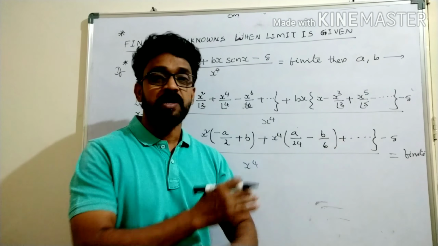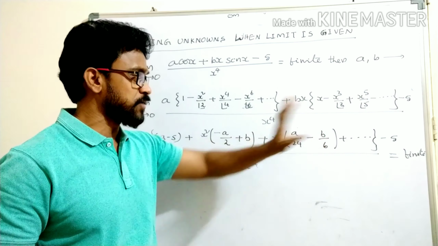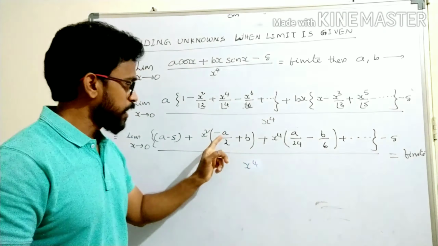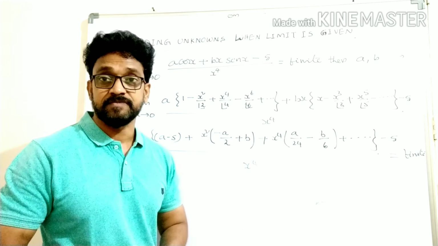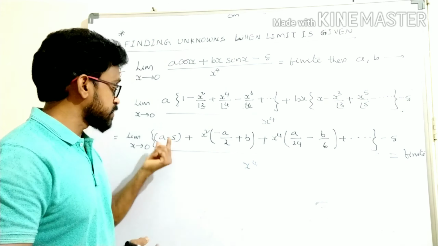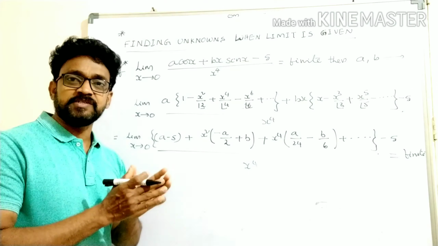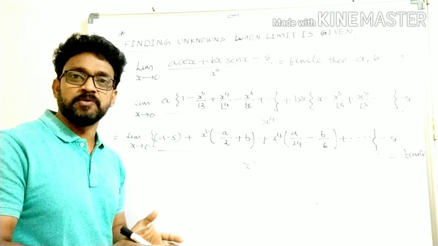Now here, dividing with x power 4, no problem, the constant term will exist: a by 24 minus b by 6. But here, minus a by 2 plus b by x square does not exist as x tends to 0, because it is infinite. Here also a minus 5 by x power 4, as x tends to 0, an infinite value will come, so it does not exist. But what is given? Our limit is finite, and finite means existed. That's why the x square coefficient and the constant term must and should be 0. Otherwise, the overall limit does not exist.